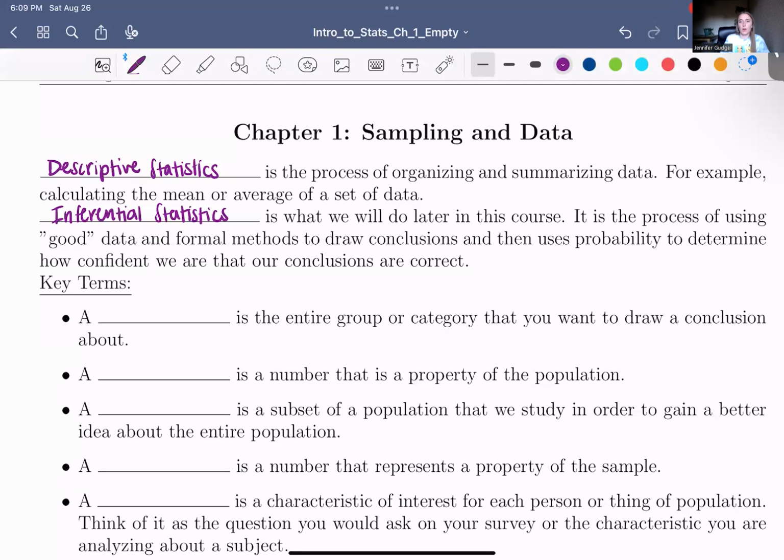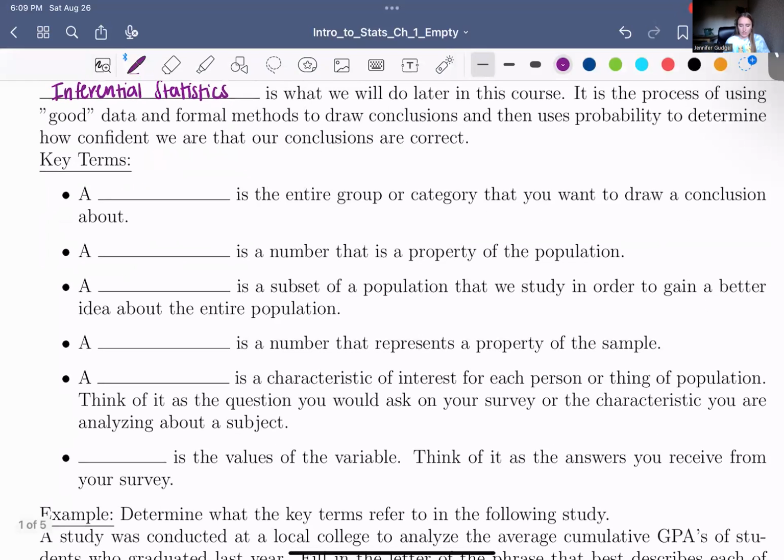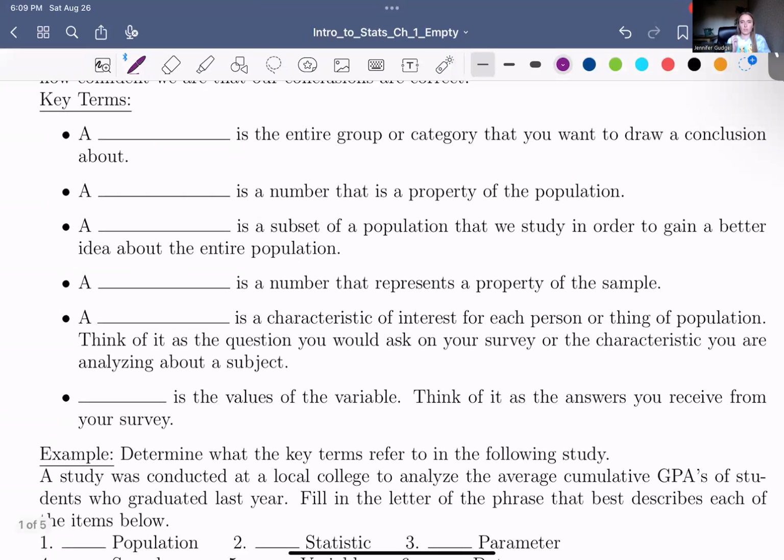Next, we are going to talk about our 6 key terms. All right, I'm going to go ahead and list those key terms first before I start discussing what each of them are. Those are going to be population, parameter. So take a note that both of those start with P. I will come back to that later. Sample, statistic. Notice that both of those start with an S. I will come back to that later.